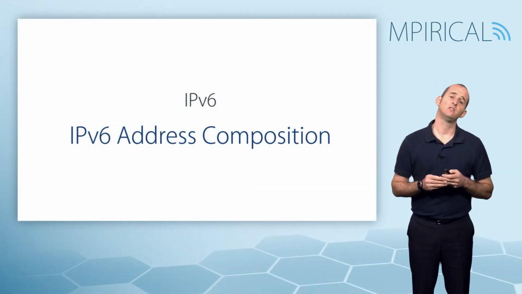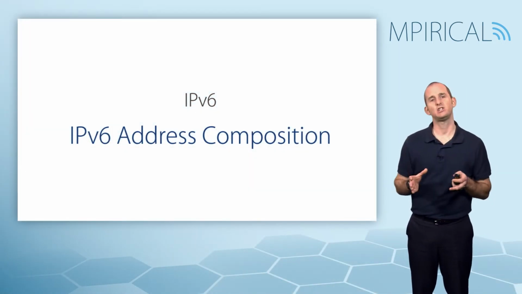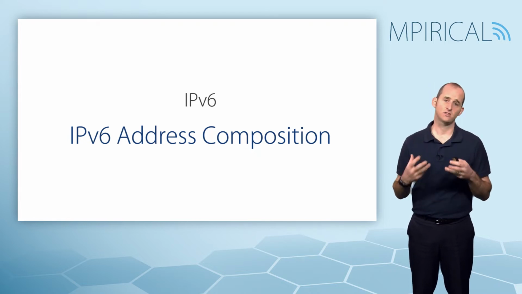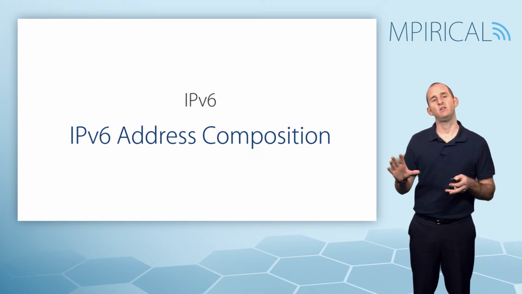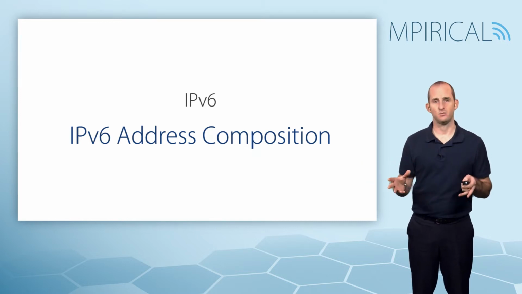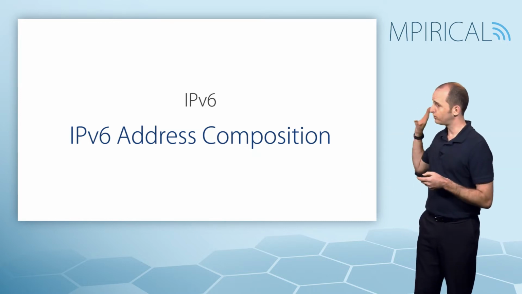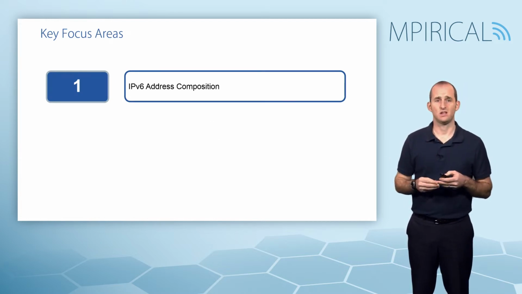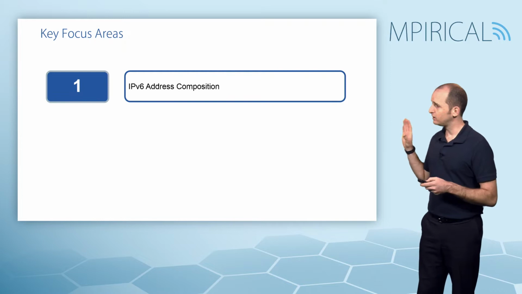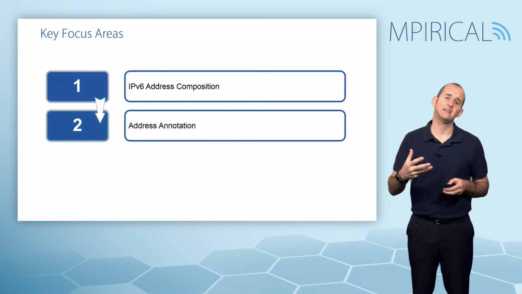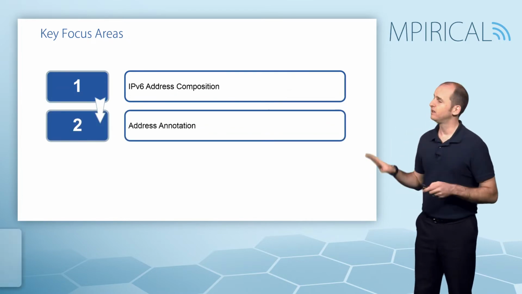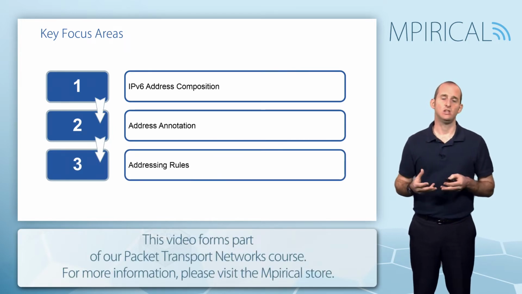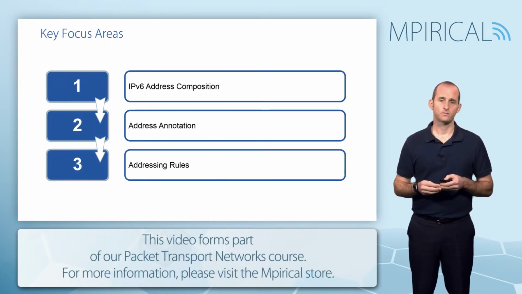The composition and the consistent annotation of an IPv6 address is an important factor to consider when looking at IPv6 as an overall concept. So in this session, we're going to first of all look at the composition of our IPv6 address, and that will include exactly how we correctly annotate that address in accordance with the rules laid down by the Internet Engineering Task Force.